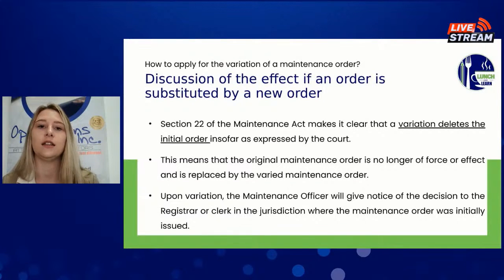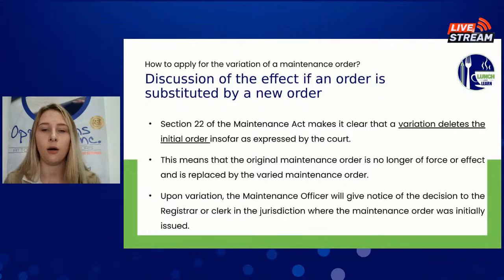So the original maintenance order said that the respondent needs to pay 1,000 Rand a month, for example. Now the varied order says the respondent needs to pay 2,000 Rand. He now is obligated to pay the 2,000, not the 1,000. So you ignore that original maintenance order because the new varied order becomes the one that you follow. It is the one that will hold him or her, the respondent, accountable.